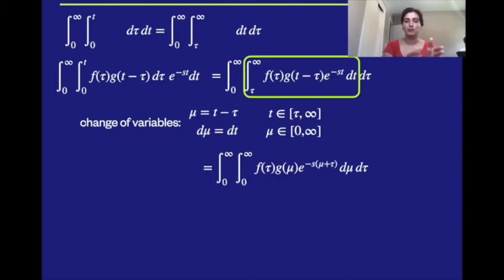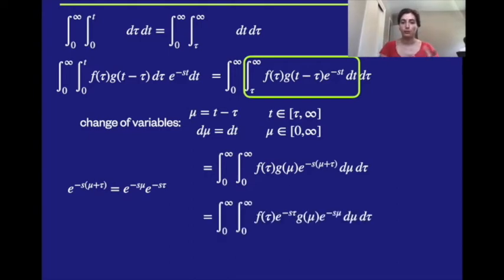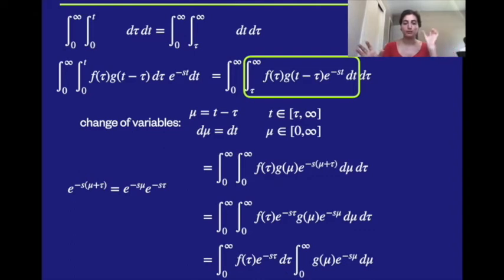We like it because now there is f of tau and g of mu. There is also the exponential of minus s times mu plus tau. And if we remember our exponential correctly, this is actually the product of the exponential of minus s mu and the exponential of minus s tau. Isn't this great? Now we have a block that only depends on tau and a block that only depends on mu, so we can easily split these two integrals, one only depending on tau, going from 0 to infinity, and one only depending on mu, going from 0 to infinity.